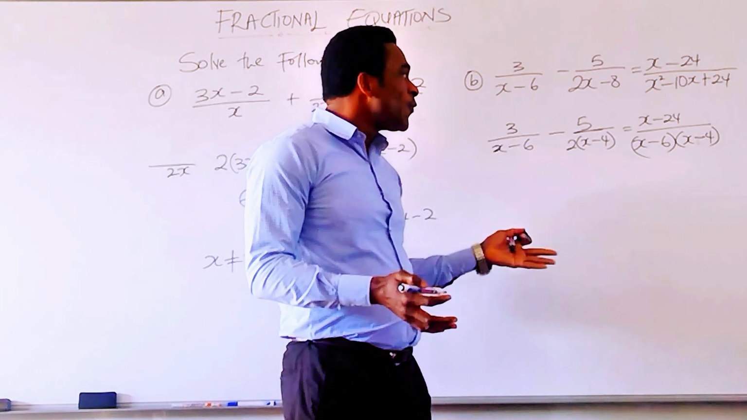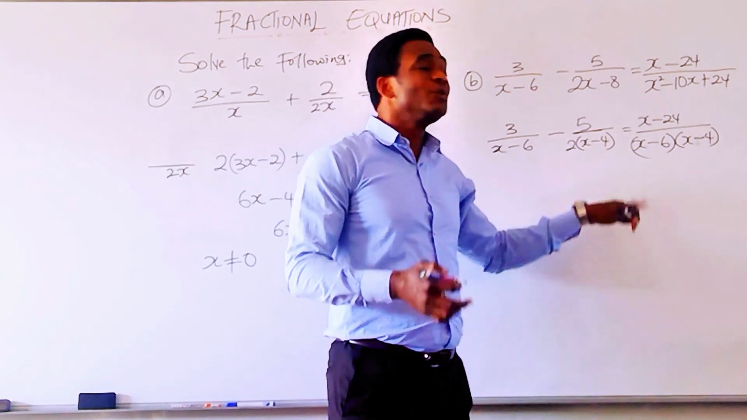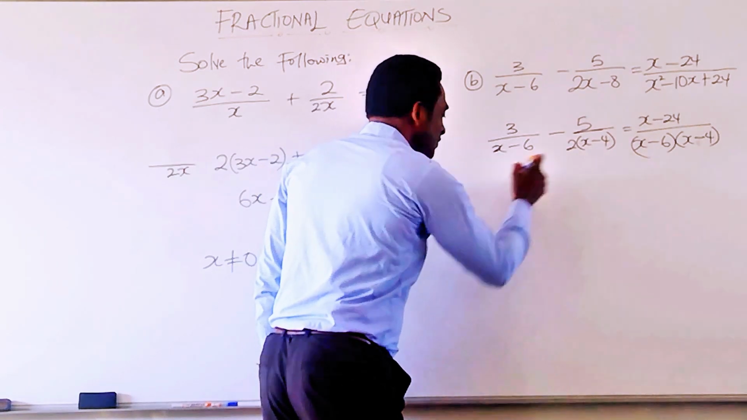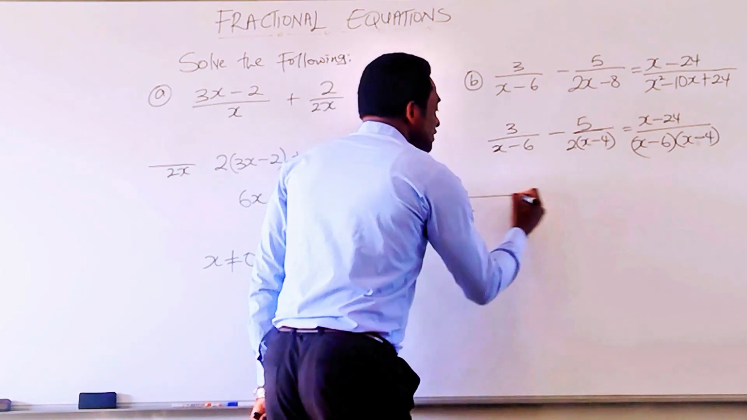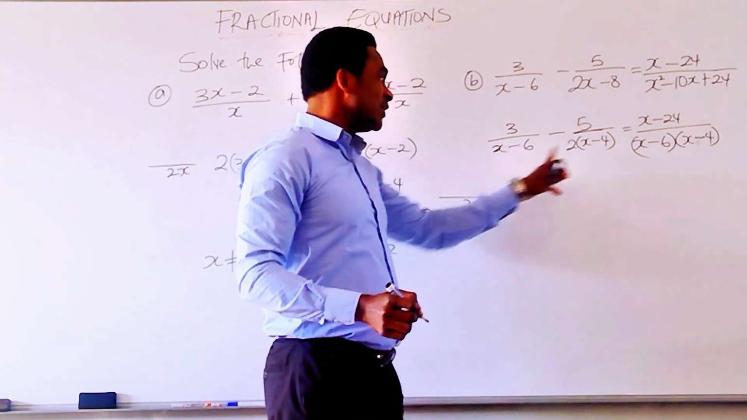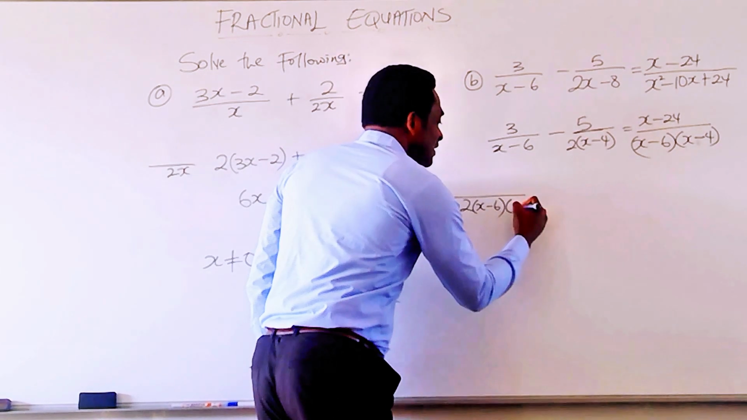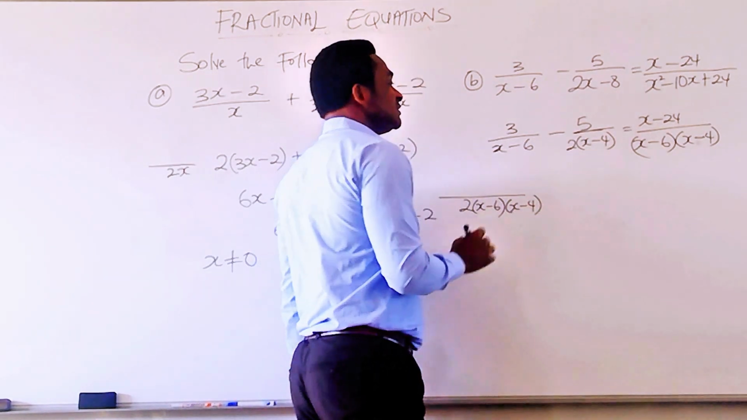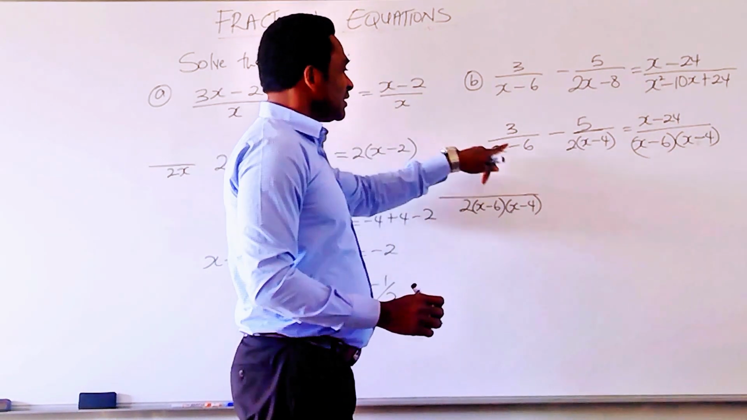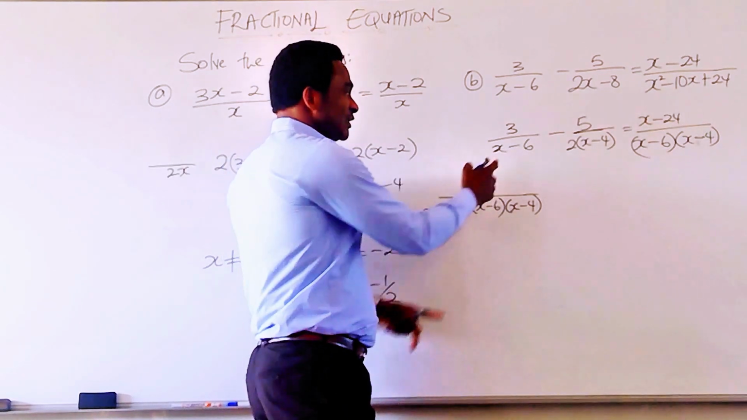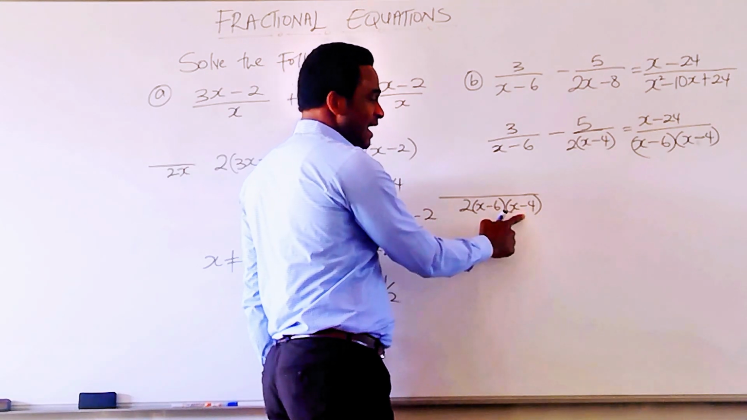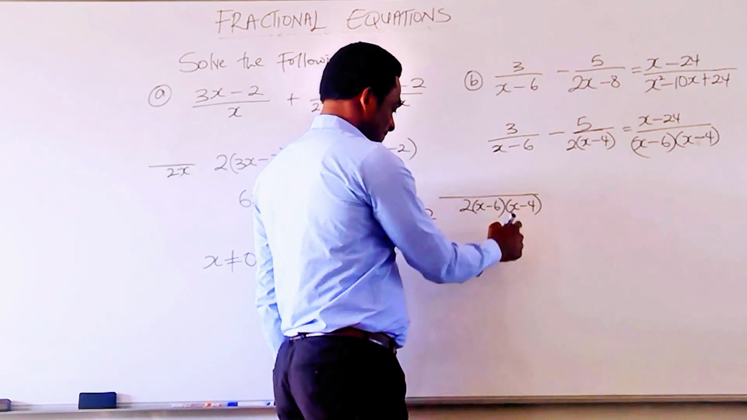Now, what we do is we pick out our LCD. We don't repeat anything. What is it that all of them can divide? First of all, the number 2 is part of the LCD. We pick x minus 6, we don't repeat that, and then we pick x minus 4. This is our LCD. Now we start dividing this into this. x minus 6 will only cancel out x minus 6. We still have 2 and x minus 4.